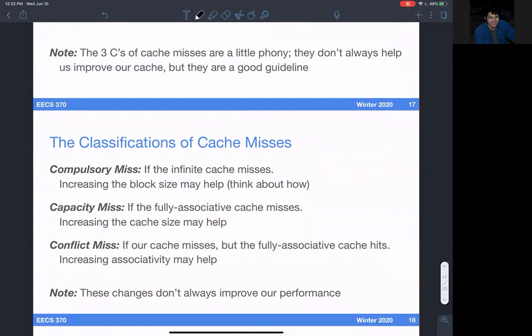And can anyone kind of explain why increasing the block size may decrease the number of cache misses for an infinite cache? This is a little more conceptual for a cache.